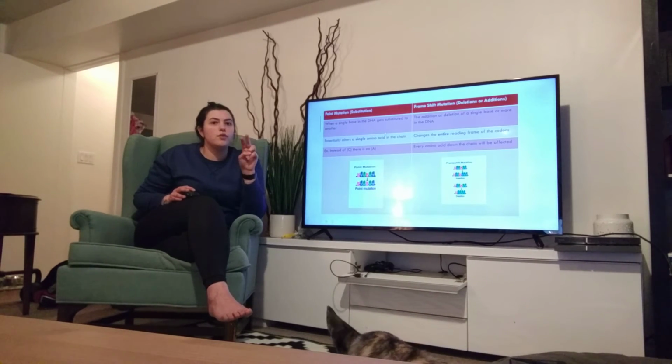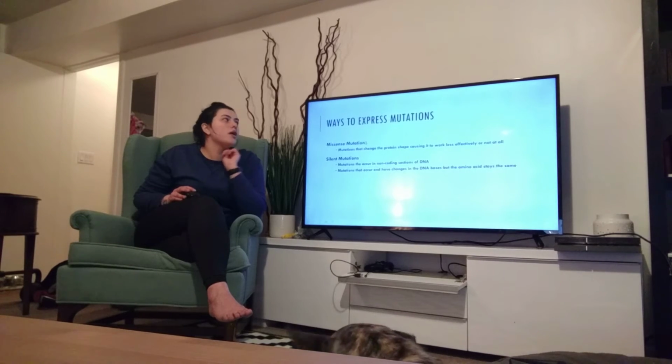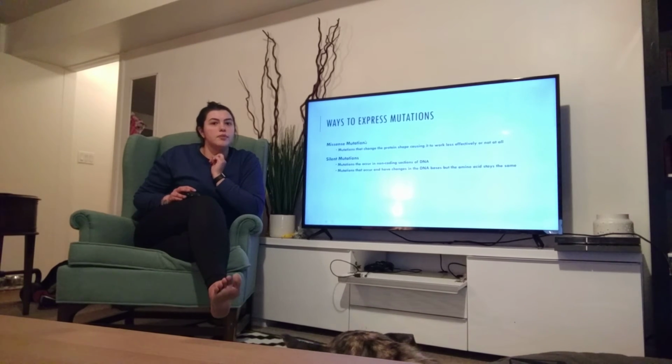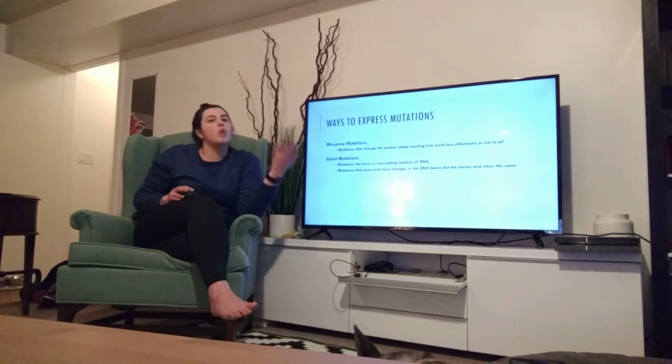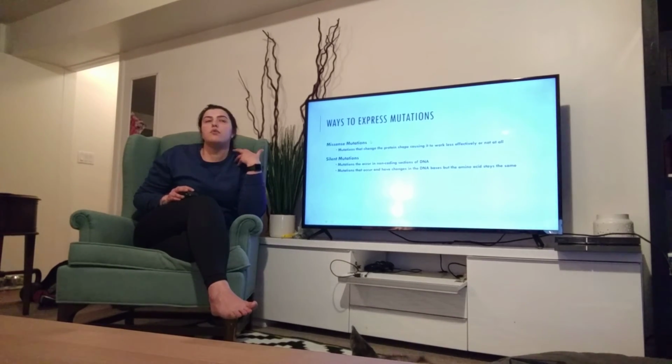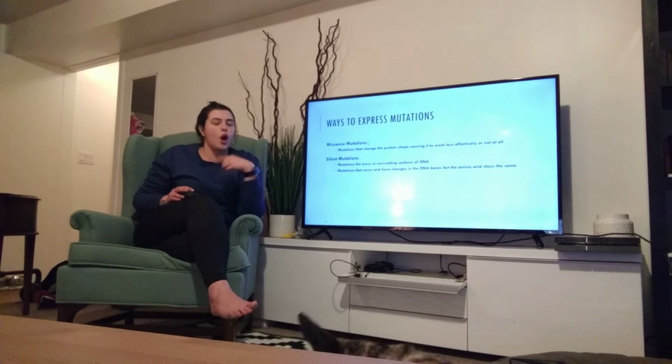There's 2 ways to express mutations. The first way is the missense mutation, mutations that change the protein shape, causing it to work less effectively or not at all. That is what you would see when you have a deletion or an addition. Doing that changes it completely, and most of the time it's going to just make the protein not work at all, or make that piece not work at all.